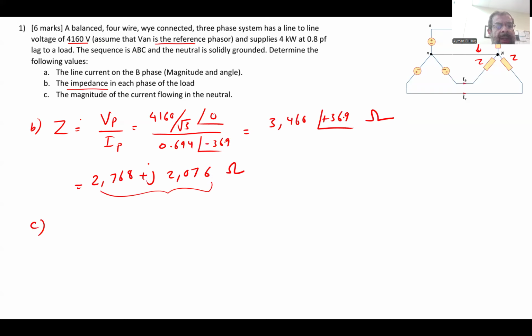Part C: the magnitude of the current in the neutral. As we know, we have IA plus IB plus IC. So the neutral current I_N, from the big N to the small n, is equal to IA plus IB plus IC. But because this is a balanced system, it is equal to 0, and you don't need to do any calculation.